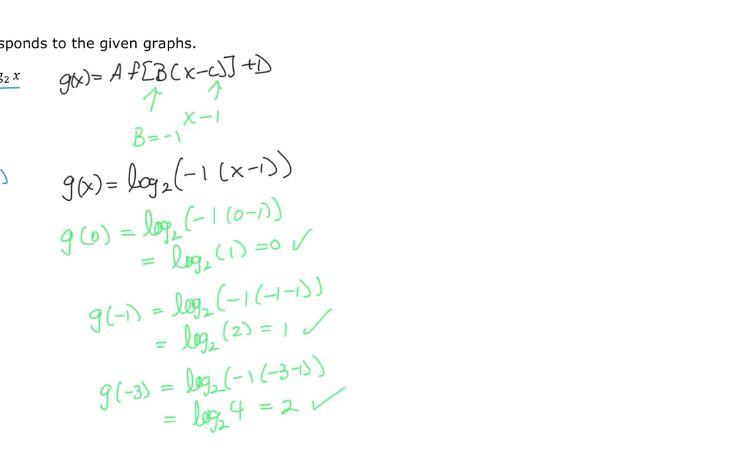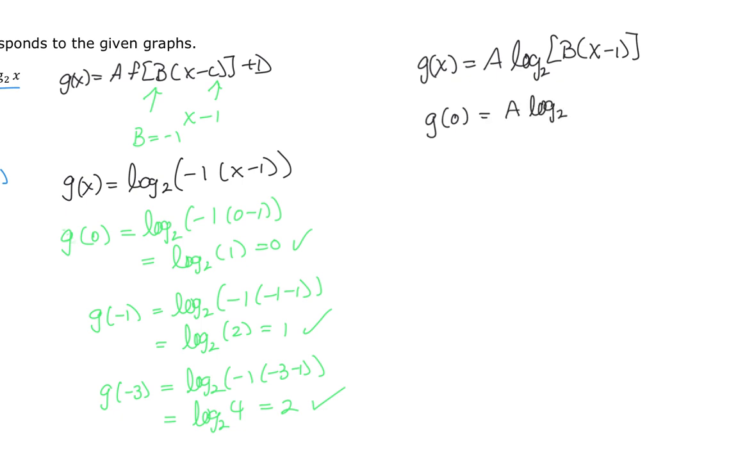We assume that d is 0, so we're going to have g of x is equal to a, the log base 2 of b times x minus 1. Now we know that 1 is for certain. And then we're going to assume that d is 0, so I'm not even going to put d equals 0. So then what I would do is I would do g of 0 is equal to a, the log base 2 of b times 0 minus 1, which is a, the log base 2 of negative b, and I'd set it equal to the output.